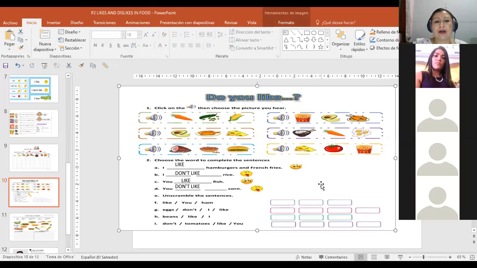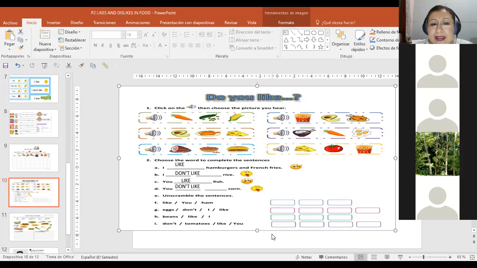Okay, so in the next exercise, it says unscramble the sentences. Reordenemos la oración, ¿verdad? Dice, like you ham. ¿Cómo sería? You like ham. Okay, very good. Letter G, eggs don't I like. How it should be? I don't like eggs. Okay. Letter H, beans like ice. I like beans. And letter I, don't tomatoes like you?